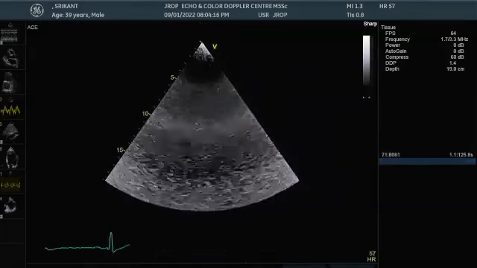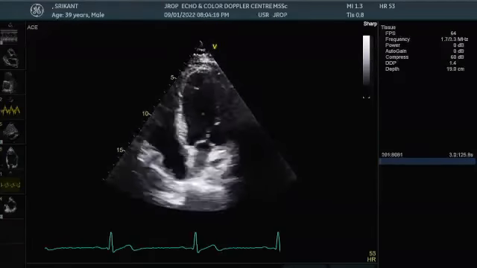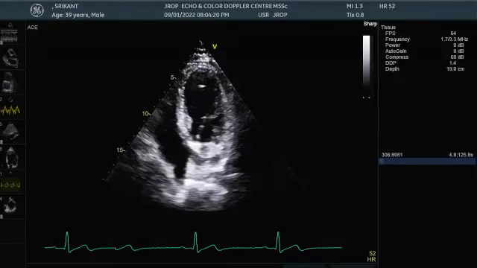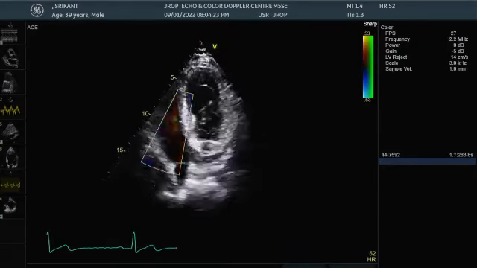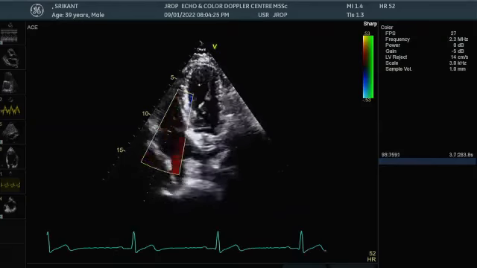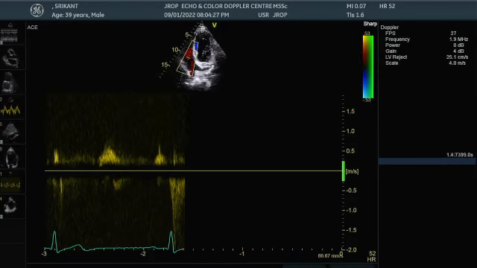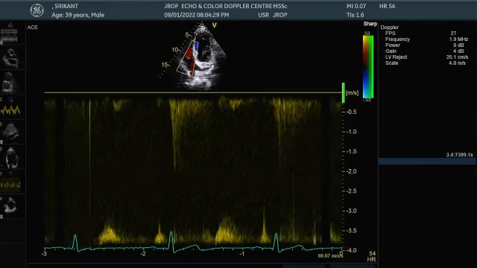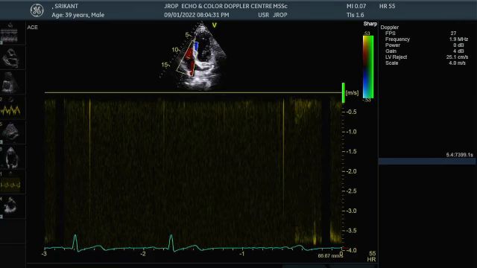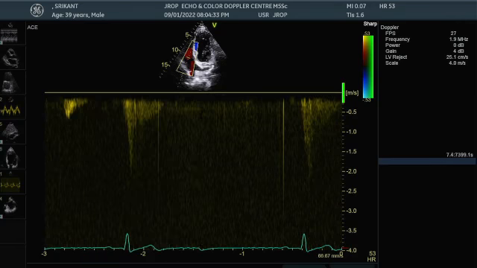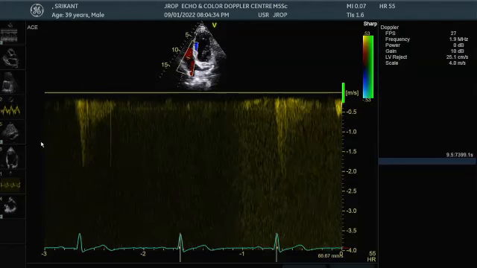If I take his TR jet, let me try to take his TR jet if at all it is there. We always see a TR jet. Look, he has got a TRJ. My boss, when I was having training, used to tell me, if you can't see a TRJ, it means you're hungry. You don't want to do the work.